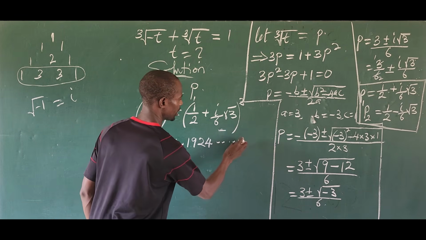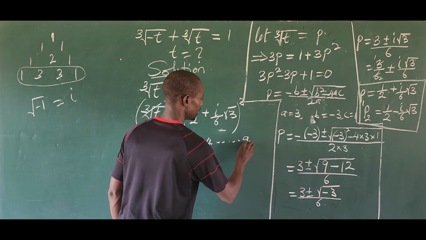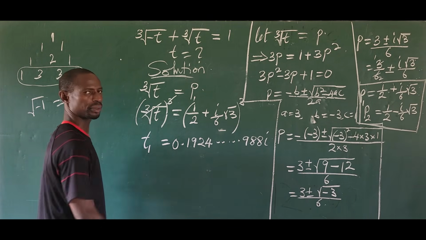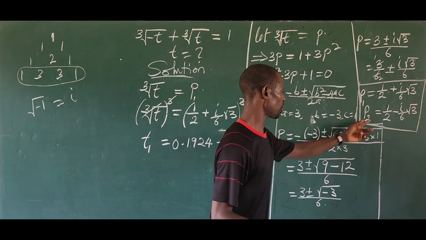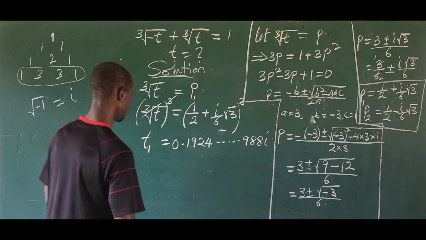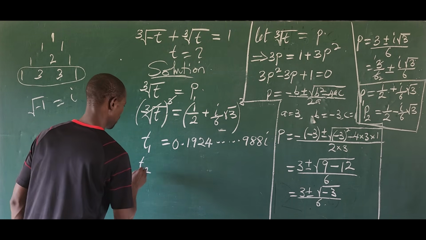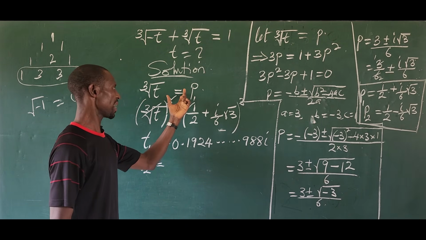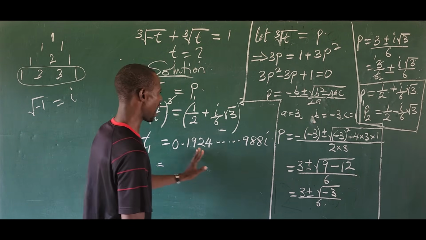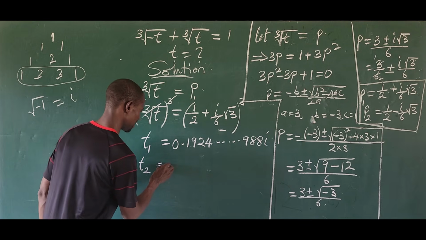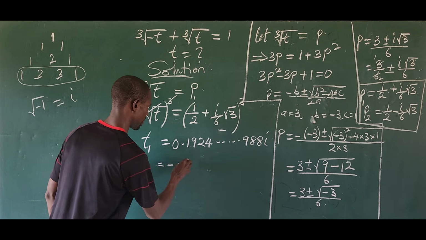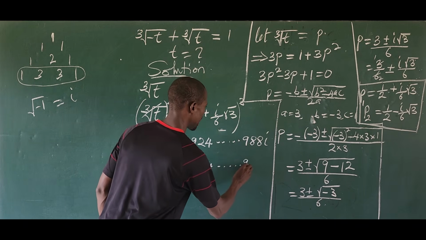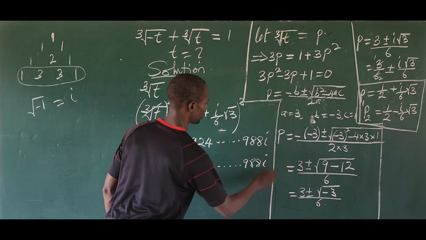0.1924 dash 2 988 iota. So this is our T1. So how do we get our T2? We're going to get our T2 from P2. So T2 will be equal to, if we substitute that into this system again, the same answer, but this time it's going to be negative 0.1924 dash 988 iota.